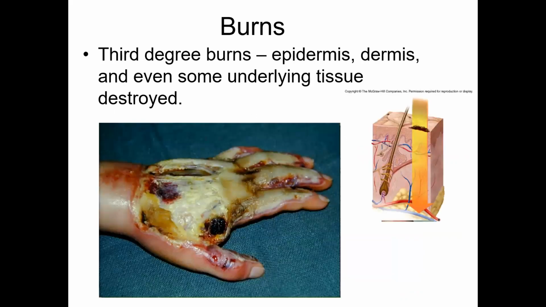Third-degree burn is a full-thickness burn. The epidermis and the dermis are destroyed, and the underlying tissue, the subcutaneous tissue, is often involved. This will require excision of the wound, so that dead tissue has to be removed, and often grafting, skin grafts that go there.